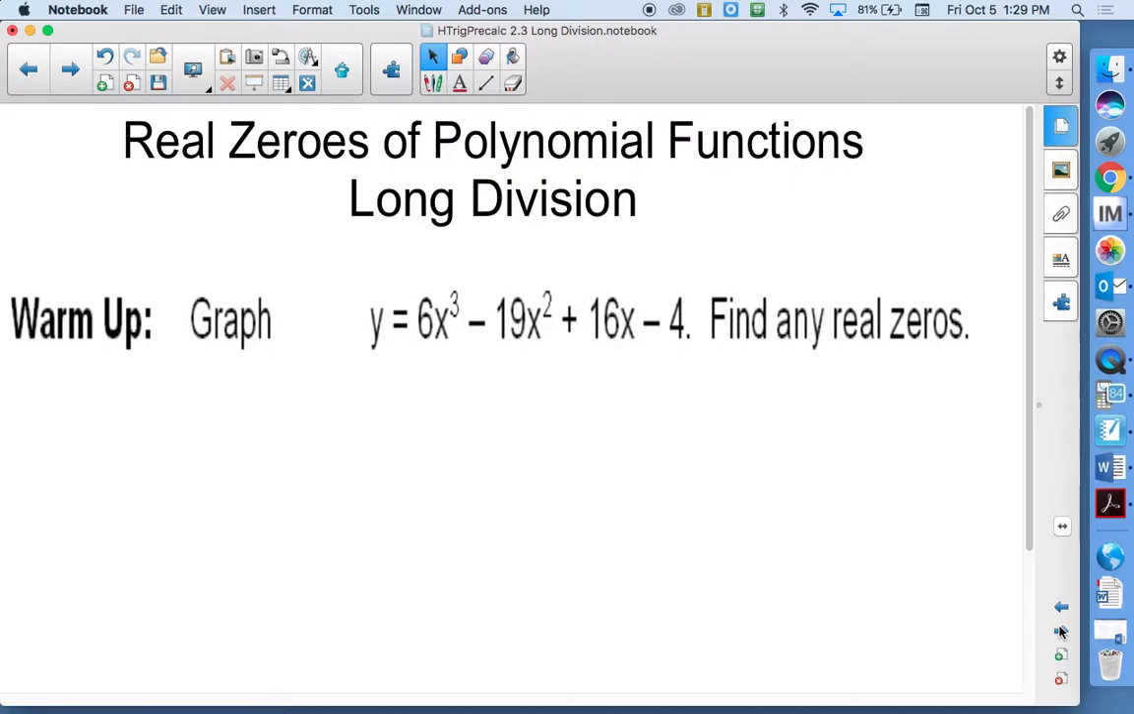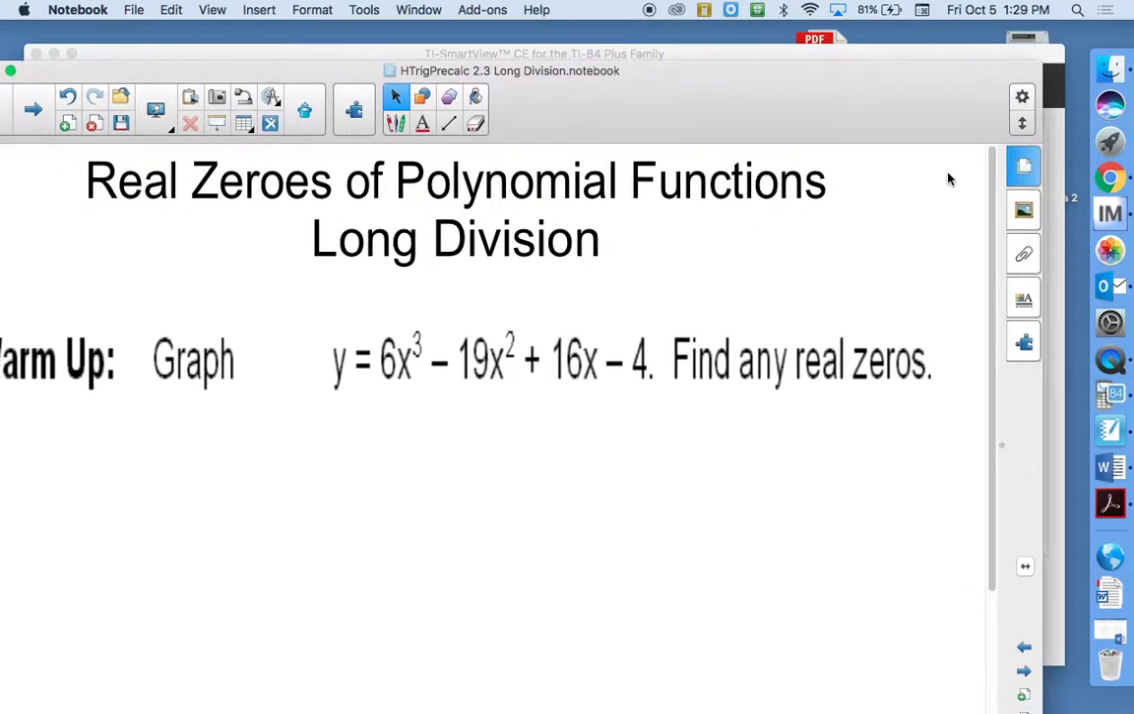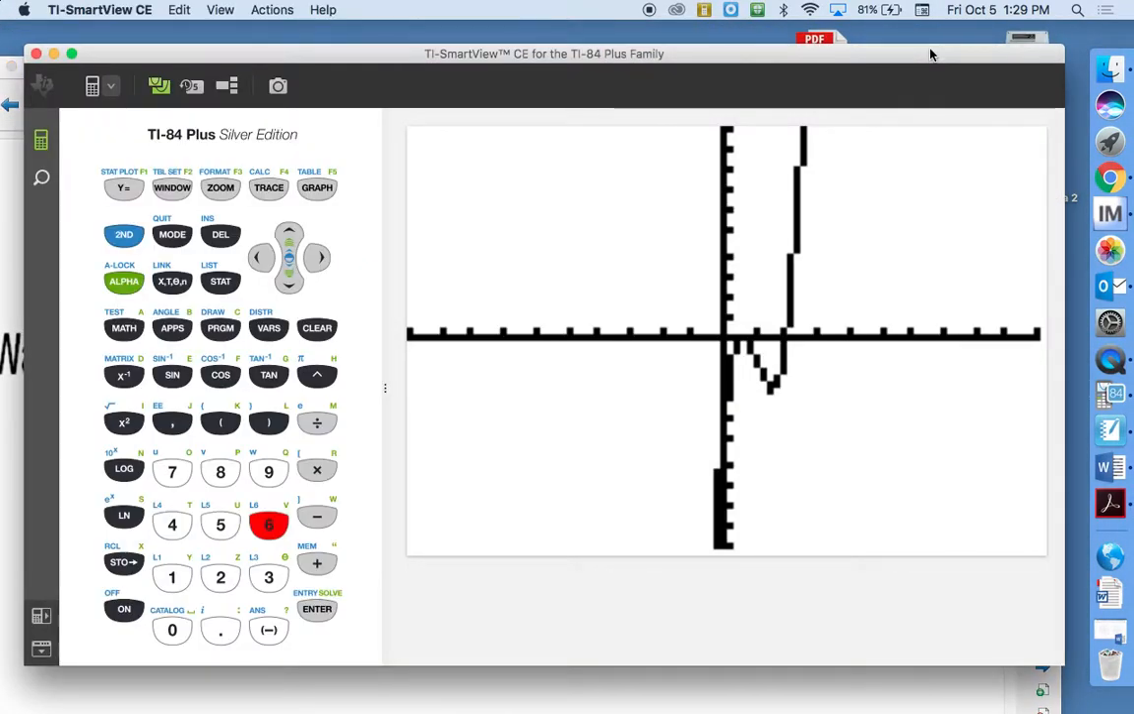If the power is 3, at most there could be 3. So plug this guy in your calculator. And when you do that, this is what you get. So hopefully your picture looks very similar.